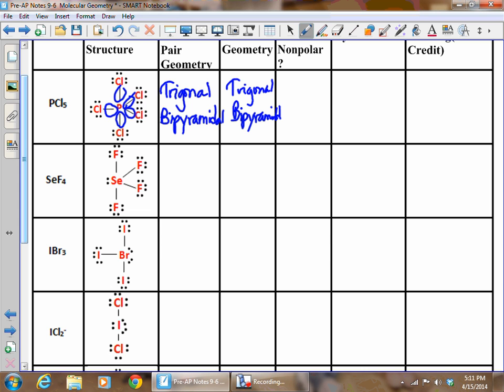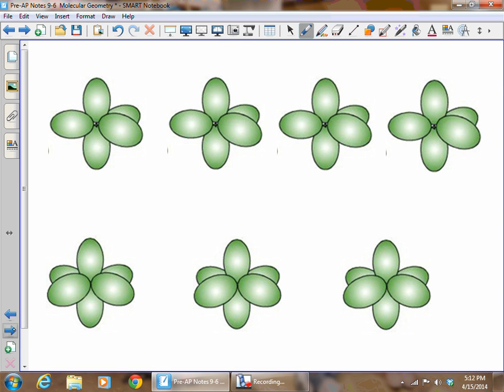The next example, SF4, again has 1, 2, 3, 4, 5 pairs of electrons around it, so it's still trigonal bipyramidal. But this time, we have a lone pair. So let's look at how this structure plays out. This first one is pure trigonal bipyramidal.